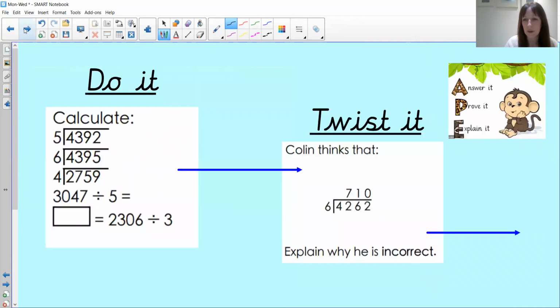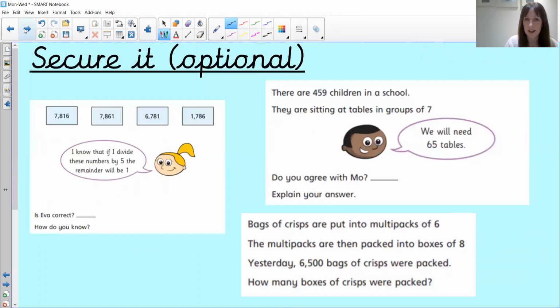Right, here's your work for today. So we've got your do it's and your twist it. And again, I'd like you to ape your twist it, please. And for your secure it, we've got some word problems today. So just read them carefully, have a think about what the question's asking you, and have a go at those, and we'll go over the answers in the afternoon Zoom session.